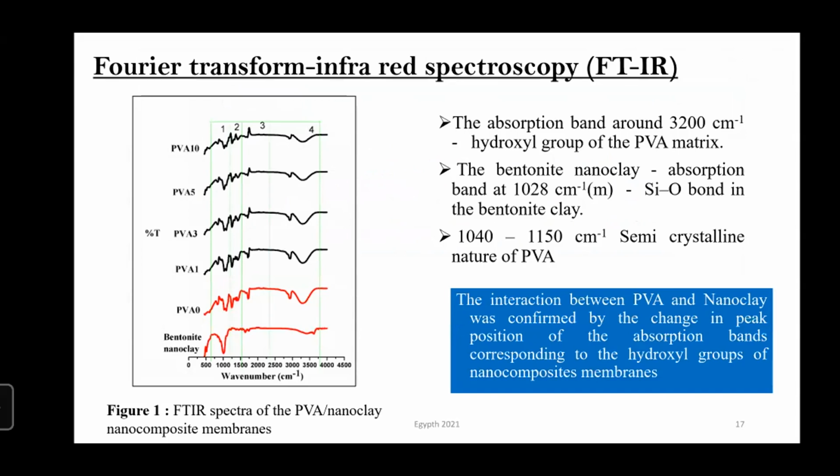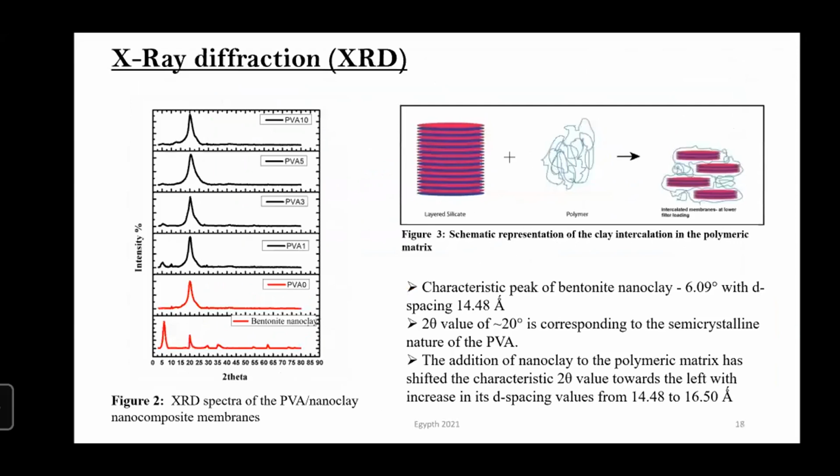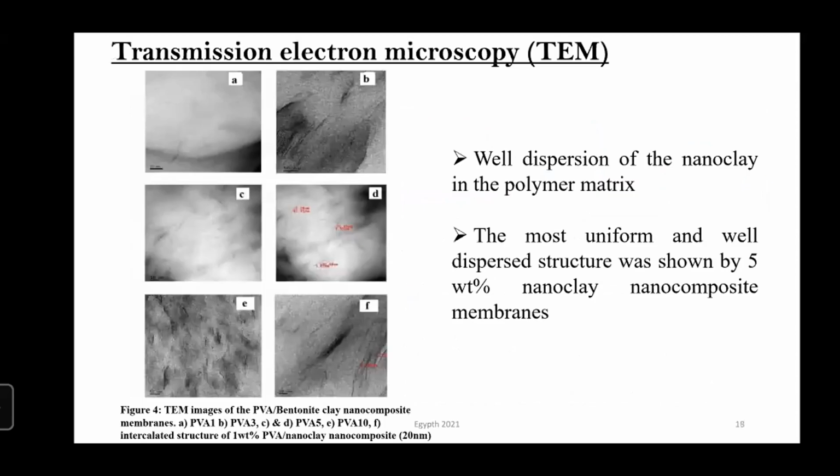But in our present study, the characteristic peak of the bentonite nanoclay disappears. That is, bentonite nanoclay shows a peak around 6.09 degrees with a d-spacing of 14.48 angstroms. That peak disappears or the peak intensity decreases, so it forms an intercalated structure, but at higher filler loading, around 3-5%, it forms an exfoliated structure.